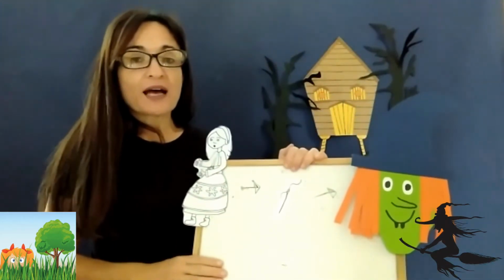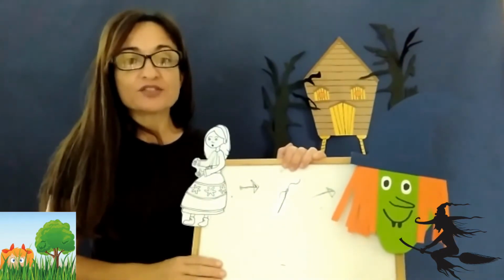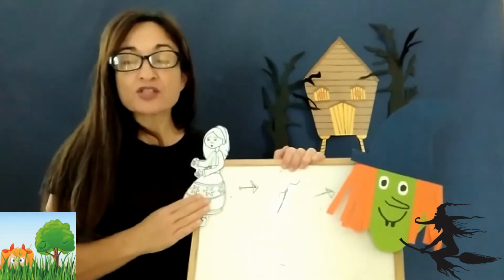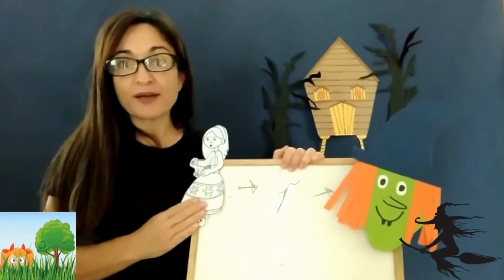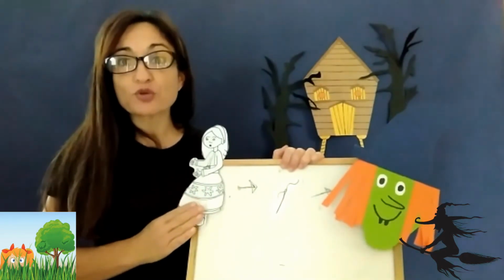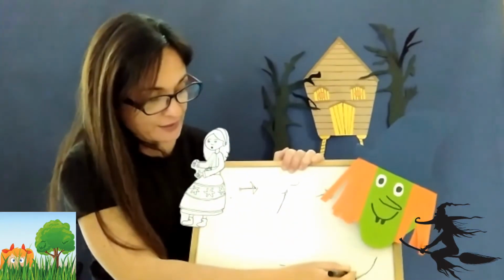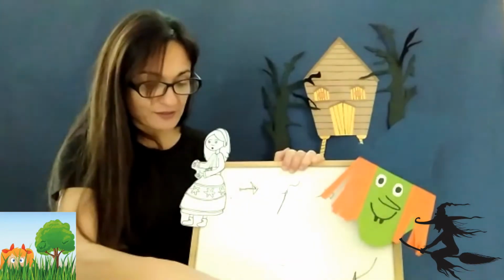Now, how did the character try to solve the problem? The character is going to look for a helper. She's going to look for help to solve her problem. Who was the helper in this story?